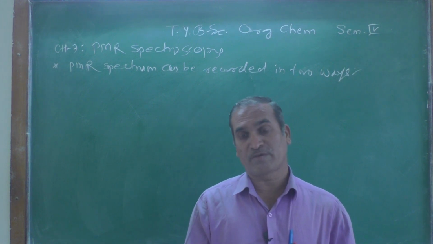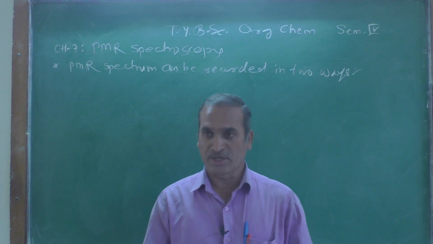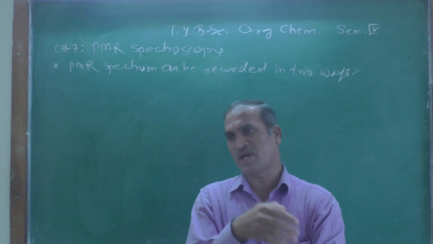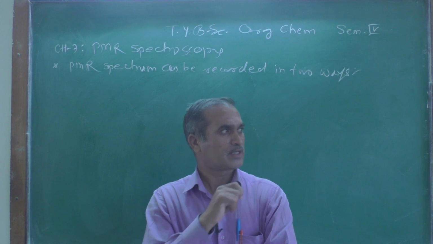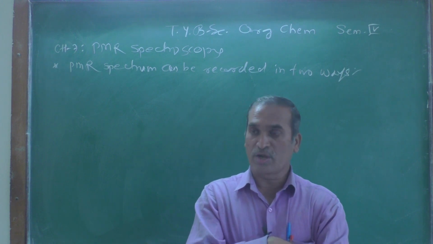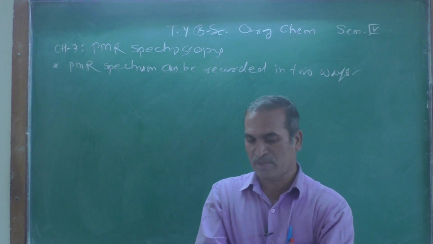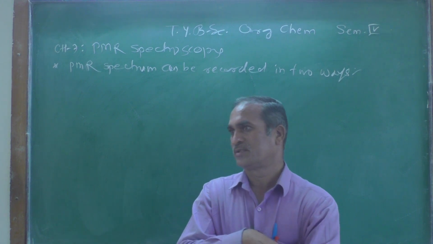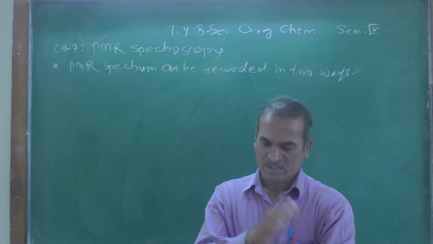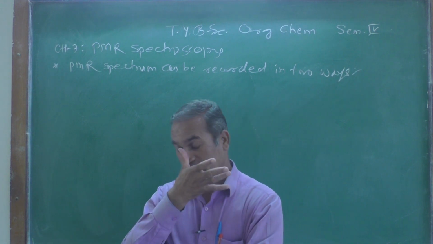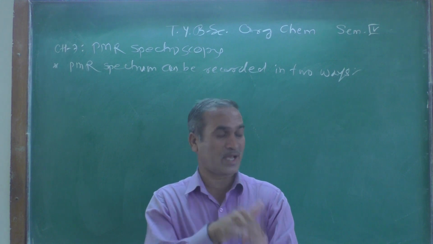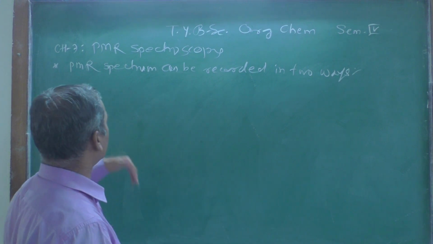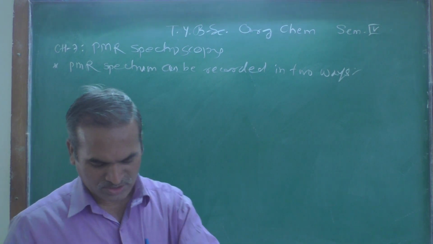Then there is the radio frequency detector. The signals detected by the radio frequency detector, coming from the oscillator coil, are sent to the recorder. The signals are amplified and recorded in the form of the spectrum, and this is the discussion we already covered in our previous lecture.